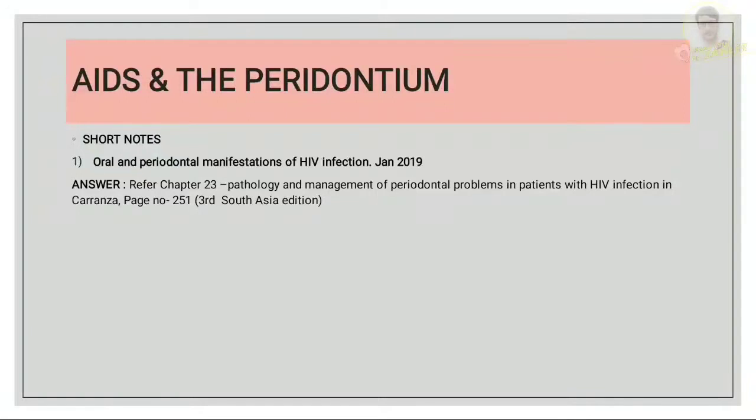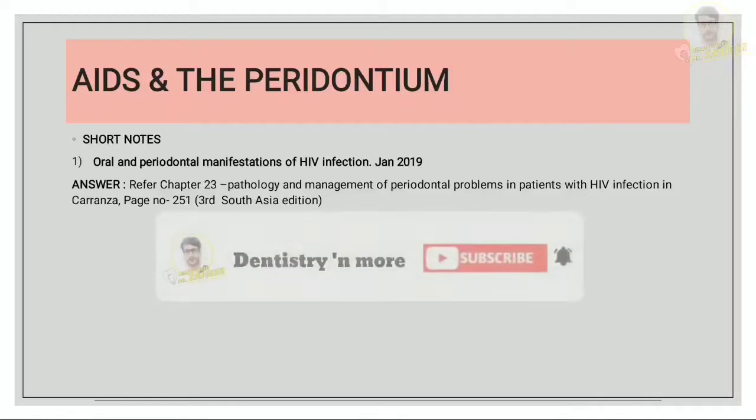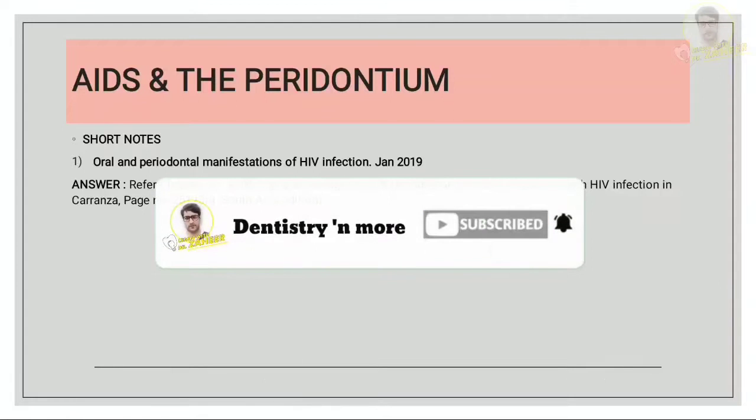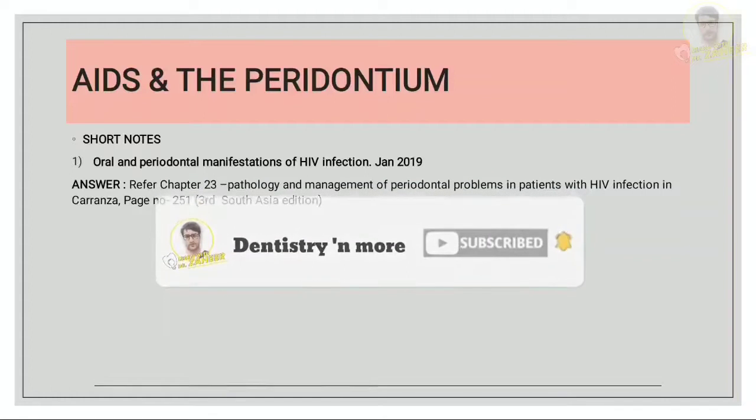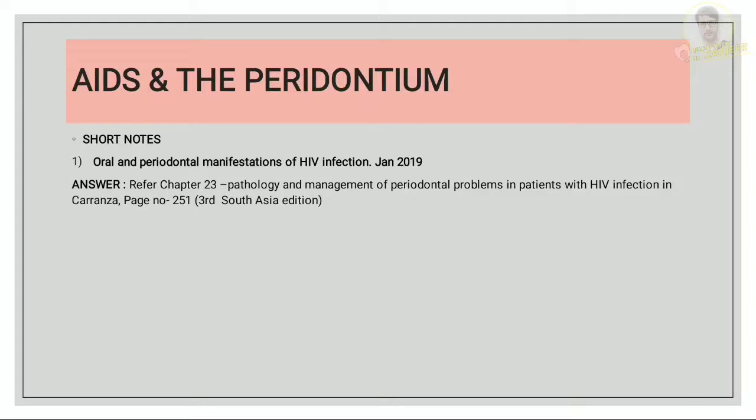Coming to next chapter, AIDS and the periodontium. They have usually asked the short note, the oral and the periodontal manifestation of HIV infection. So in chapter 23, that is the pathology and management of periodontal problems in patients with HIV, in that chapter itself they have explained it in the table about the oral manifestation of HIV and the periodontal manifestation of HIV. About each one you should write at least 2-3 points.